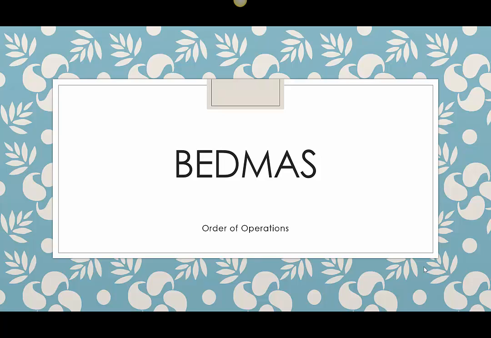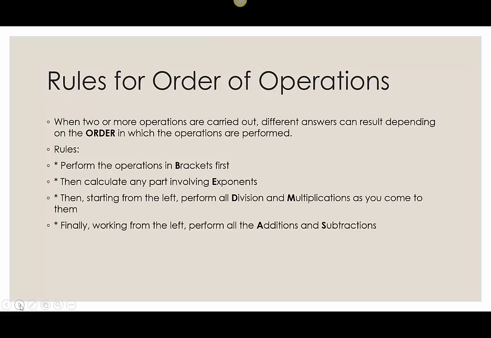To avoid this problem, a set of rules for the order of operations has been agreed upon by all mathematicians. Rules for the order of operations: you perform the operations within brackets first. Then you calculate any part involving exponents. Then, starting from the left, perform all division and multiplications as you come to them. Finally, working from left, perform all addition and subtractions.